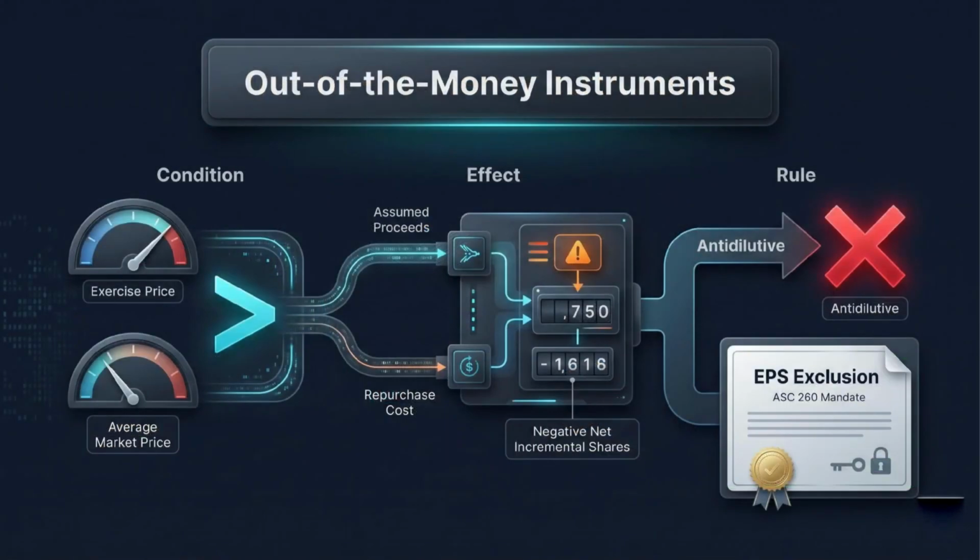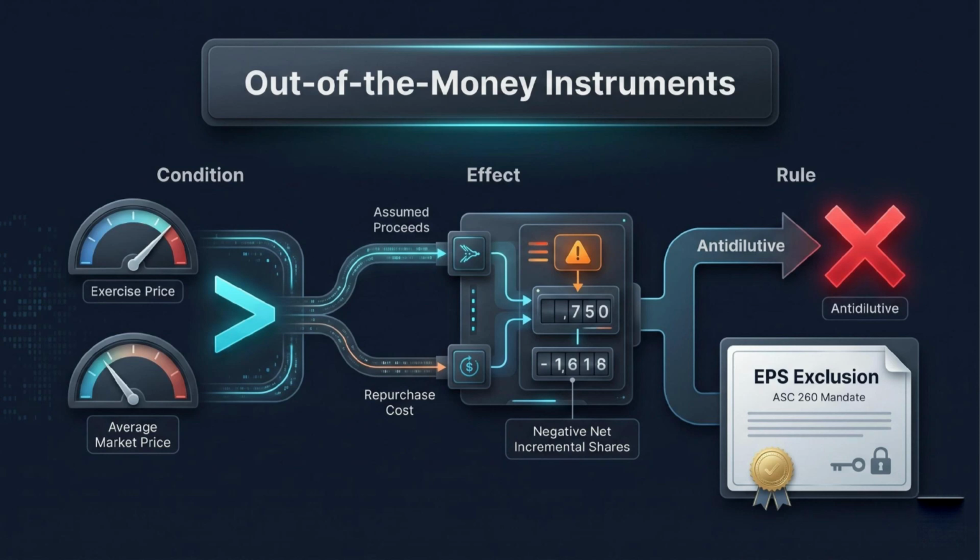Out of the money instruments work the opposite way. If the exercise price is above the average market price, assumed exercise would create enough proceeds to repurchase more shares than were issued. That would increase EPS, which is anti-dilutive.